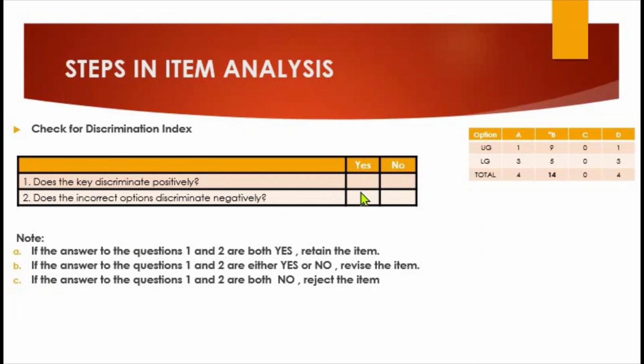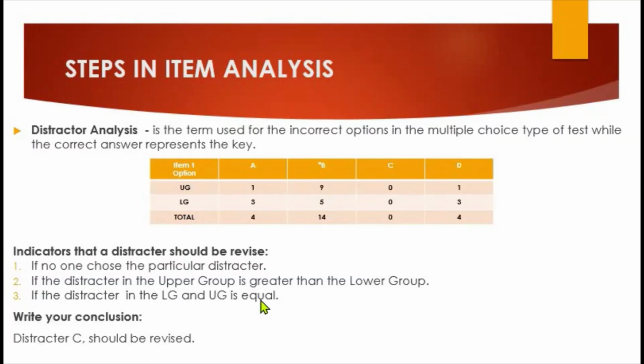So, dahil nga no yung sagot natin, yes or no yung sagot natin, dito tayo mahuhulog sa letter B. So, if the answer to the question 1 and 2 are either yes or no, revise the item. So, this time, we're going to revise the item. Dahil nga marirevise po yung item na yun, i-change lang po natin is yung mga distractors. And this is what we call distractor analysis. It is the term used for the incorrect options in the multiple choice type of test while the correct answers represent the key. So, ito po yung table kanina natin.